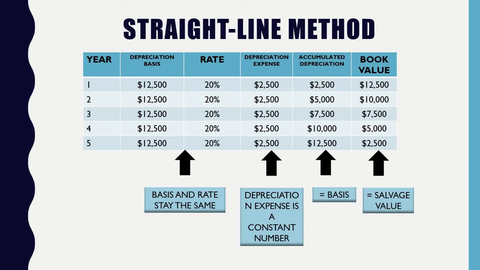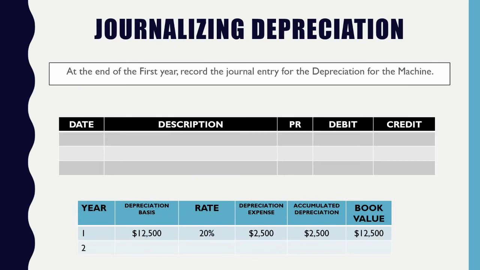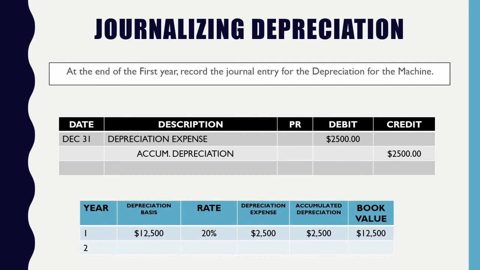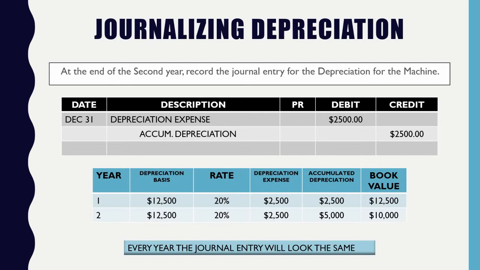All right? Easy. Simple. So if that's the case, how am I going to journalize it for the first year? Well, you're still going to identify depreciation expense and accumulated depreciation. But guess what? It's for 2,500. What about the second year? It's going to be the exact same journal, right? Except a different year. So for straight line, the journals are going to be identical throughout the entire 5 years of depreciating it. Okay? Any questions?